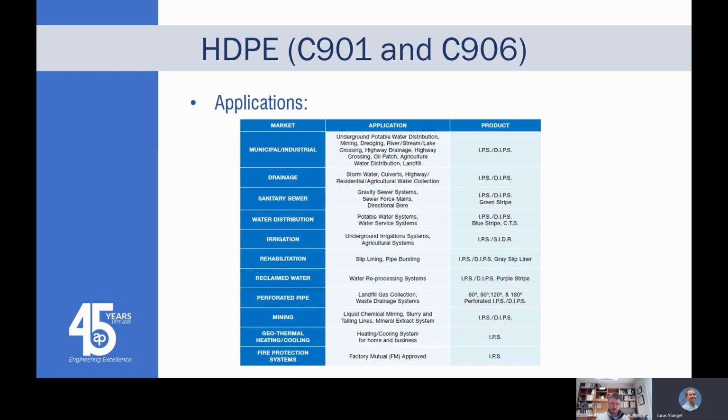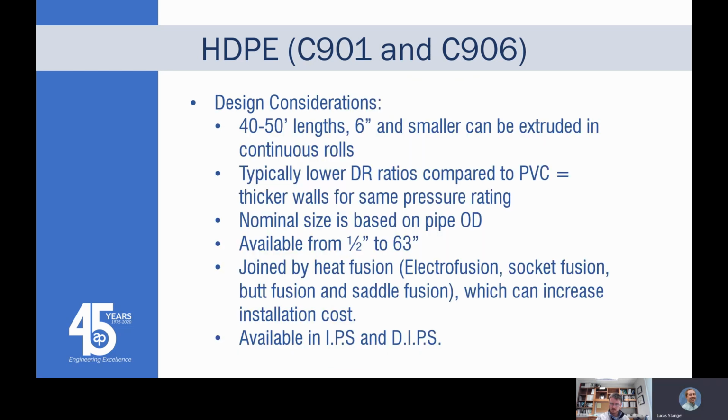It's used all over the place for a lot of different applications. And it is available in iron pipe size and ductile iron pipe sizes. The IPS is the most common, I believe. It's what most places use. Some design considerations. A lot of it's 40 to 50 foot lengths. As I mentioned, the smaller diameters, 6 inches and smaller, can be extruded in continuous rolls. Typically lower DR ratios compared to PVC, with thicker walls for the same pressure rating.